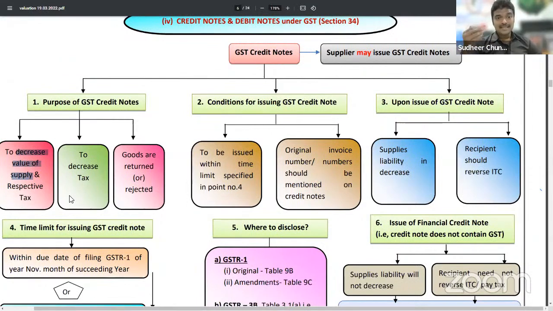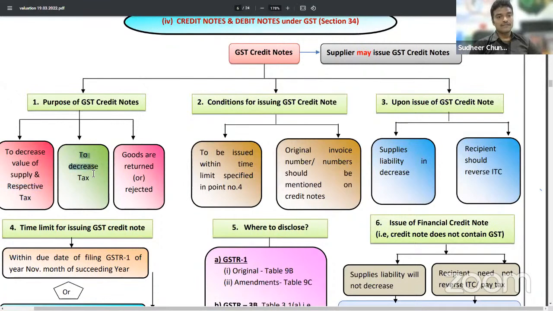That means our customer is a debtor. Debtor will be in debit balance. In order to reduce that debit balance, we issue a credit note. So to decrease the value of the supply or to decrease the taxes: by mistake, instead of 5%, I have charged 18%, so I have to reduce 13%. So, to reduce the taxes or to reduce the value of the supply.